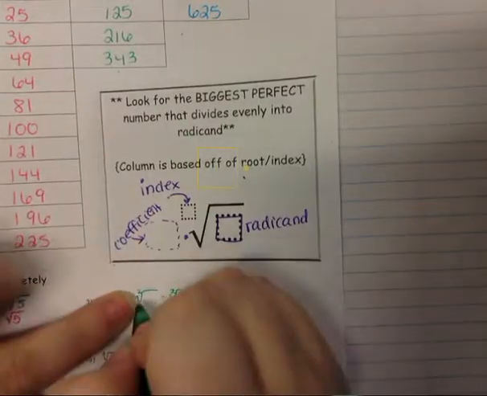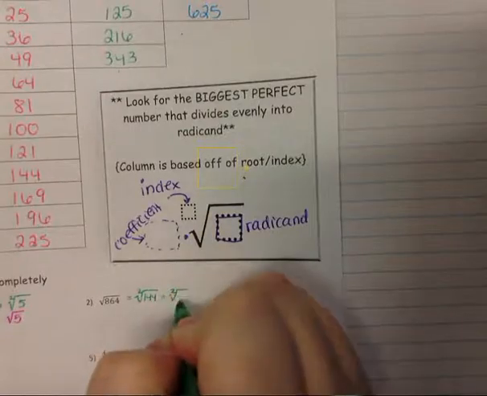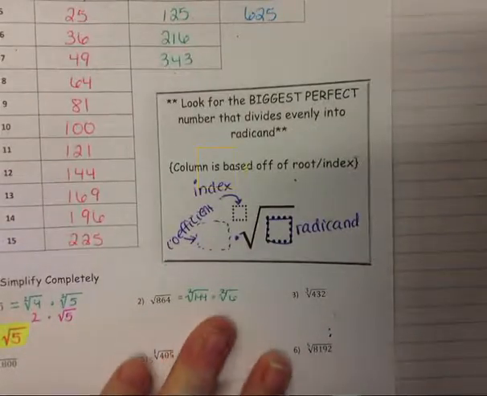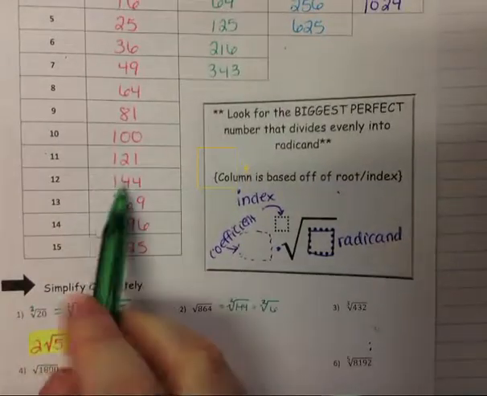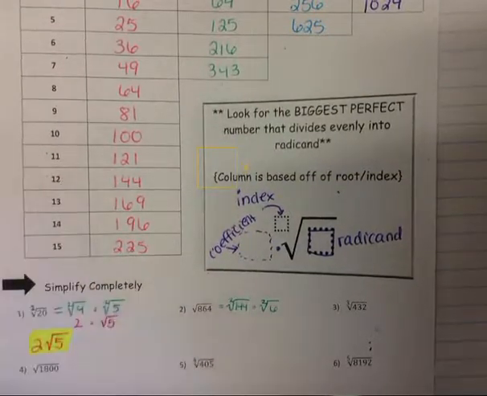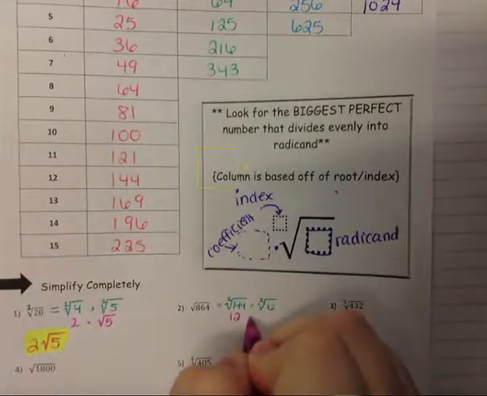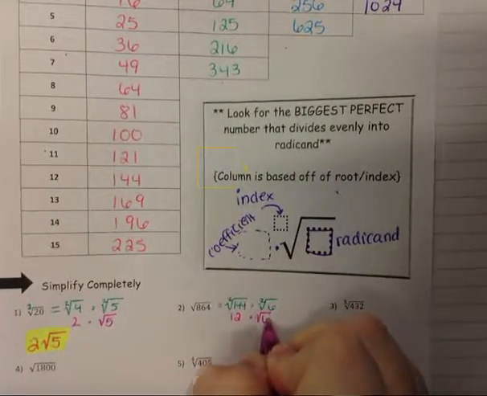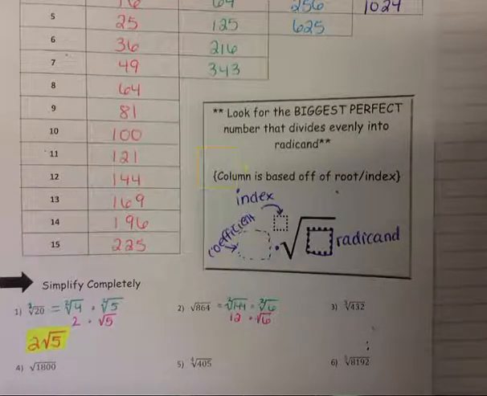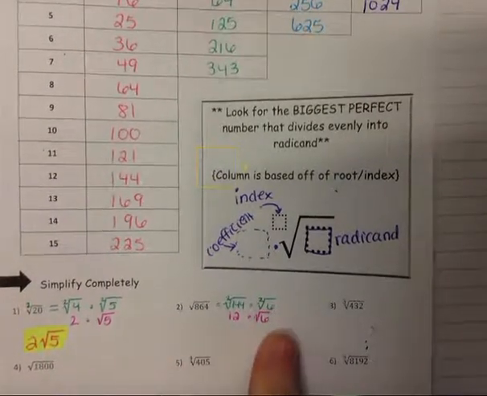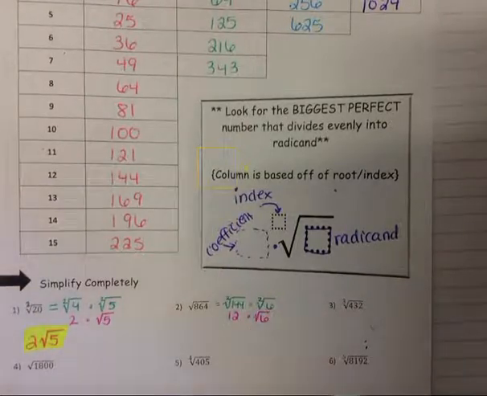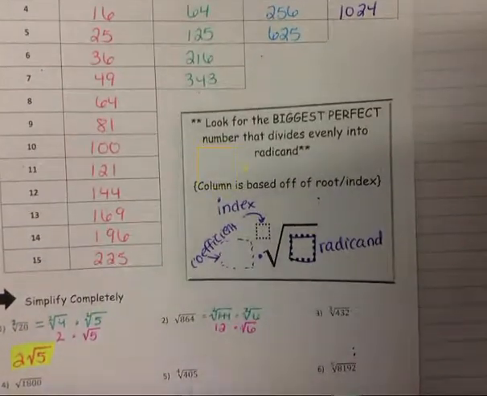864, 144, and then 6. So the reason we do this is because the square root of 144 is 12. So we can write down 12 times the square root of 6. Now before we write our final answer, we need to make sure that this square root of 6 cannot be simplified again.